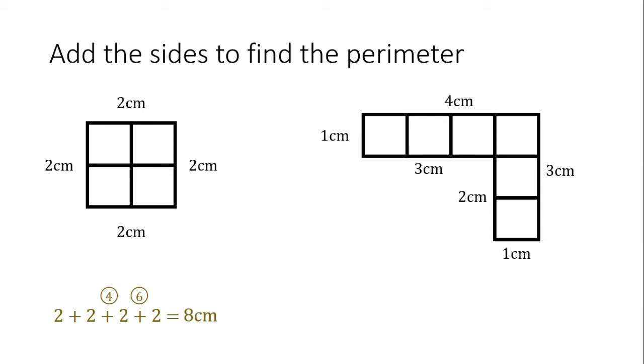Excellent. On the right-hand side, we've got a shape that's a bit more complex, but I think we can do it. We just need to add up one side at a time. So that's 4 plus 3 plus 1 plus 2 plus 3 plus 1. Make sure you get all those sides. Okay, so let's add it up as we go along. 4 plus 3 is 7. 7 plus 1 is 8. 8 plus 2 is 10. 10 plus 3 is 13. And then 13 plus 1 is 14. So that shape has a perimeter of 14 centimeters.